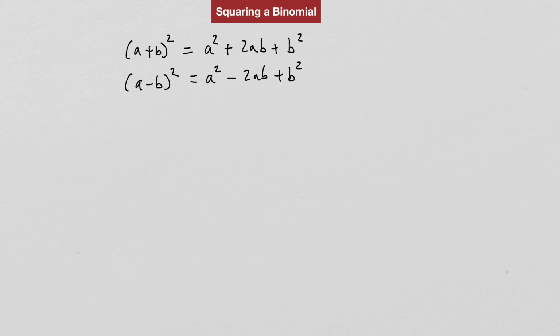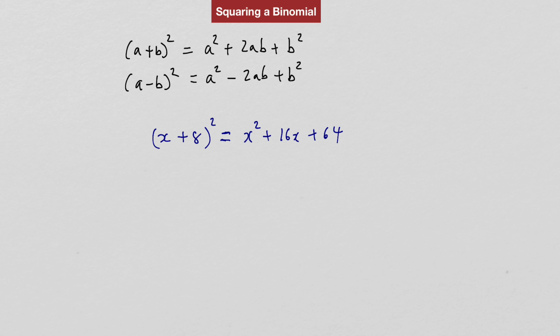Let's say we have x plus 8, quantity squared. Okay, if we use the formula that we just derived, we know the answer is x squared plus double the product of the two terms, so that'll be 16x plus 64.